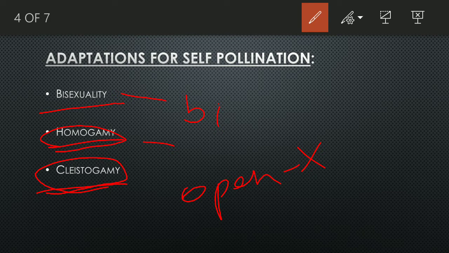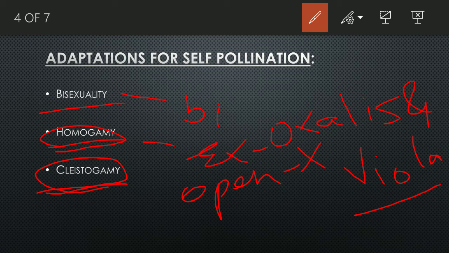These flowers are bisexual, small, colorless, inconspicuous, and do not secrete honey or nectar. The examples are oxalis and viola. In this flower, only self-pollination is possible.